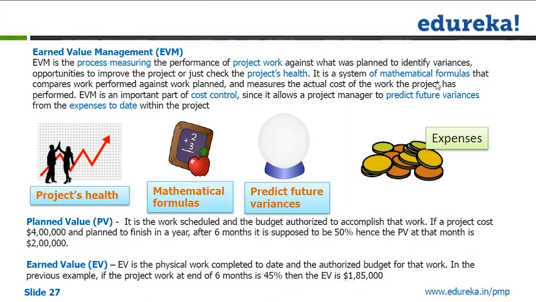EV is the physical work completed to date and the authorized budget for the work. In the previous example, if the project work at the end of 6 months is 45%, what is the earned value? So that means 45% of 400,000, which is 180,000. Is this part clear?